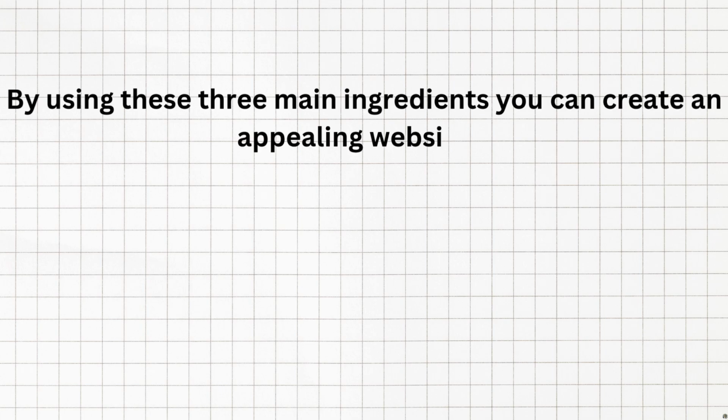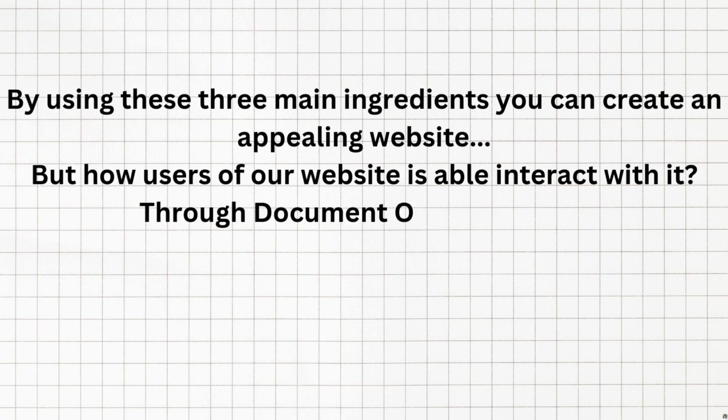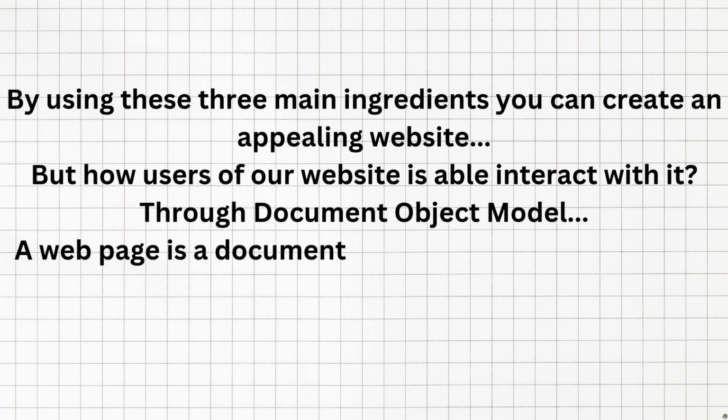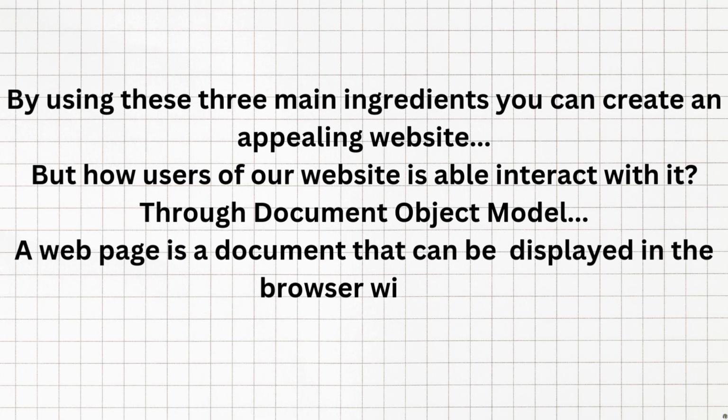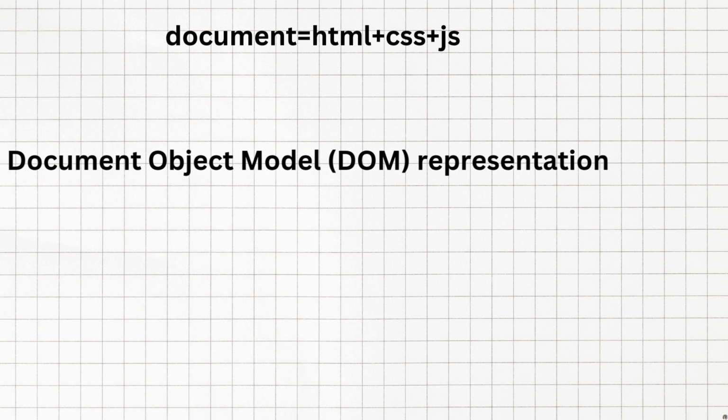But how do users interact with our website? How do the buttons, forms, and dynamic content work? This is all made possible through the Document Object Model, DOM. A web page is essentially a document that can be displayed in a browser window. The DOM representation of this document allows it to be accessed and manipulated.